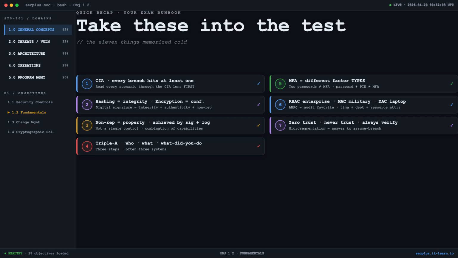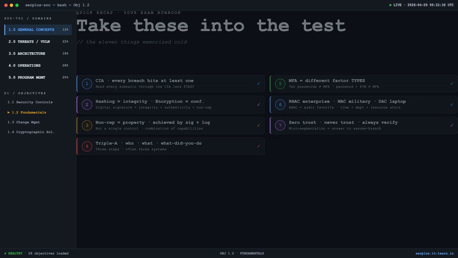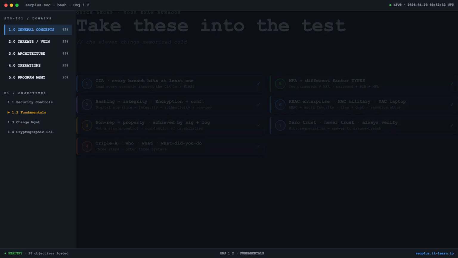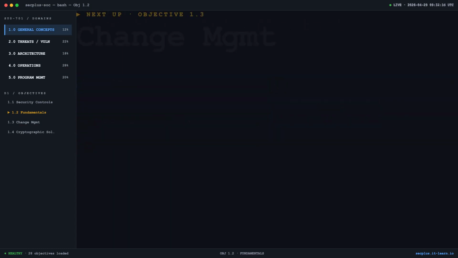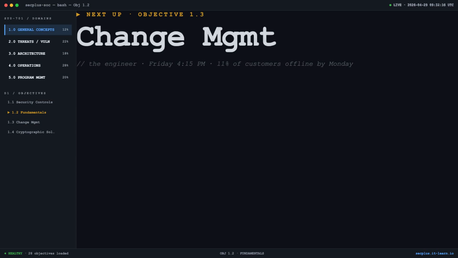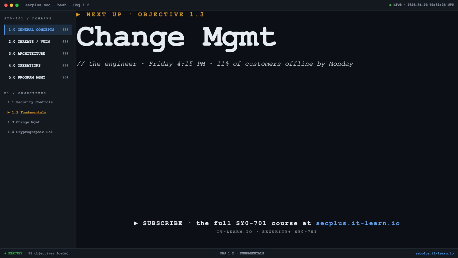Next up, Objective 1.3, Change Management, where the political and technical realities of running a real network collide. We're going to talk about why the engineer who pushed a quick fix on a Friday at 4 p.m. cost the company 11% of its customer base by Monday morning, and why the Change Advisory Board exists specifically so that doesn't happen. Bring your appreciation for paperwork.